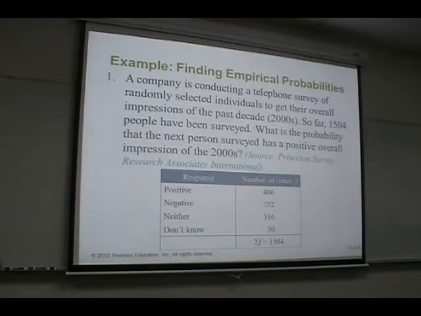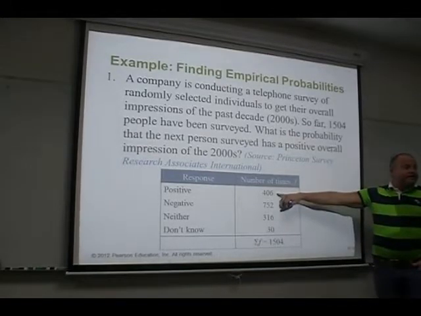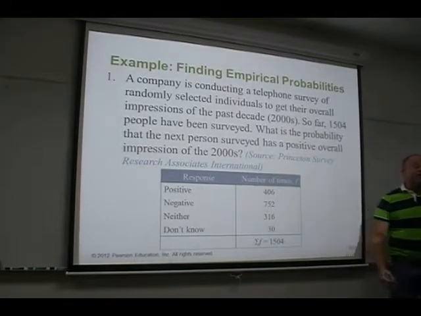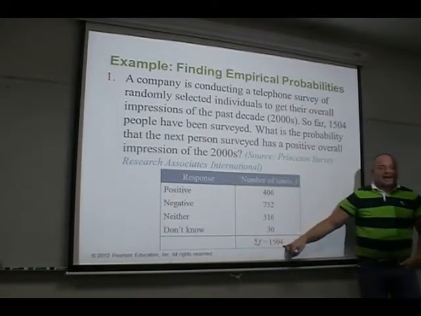Okay, so here's kind of an example of it. It says a company is conducting a telephone survey of randomly selected individuals to get their overall impressions of the past decade. So far, 1,504 people have been surveyed. What's the probability that the next person surveyed has a positive overall impression? So what they're going to do is they're going to look at the number of people that had positive, which in this case is 406, out of how many people have been surveyed? 1,504. They tell you that the sum of the frequencies added up to 1,504.